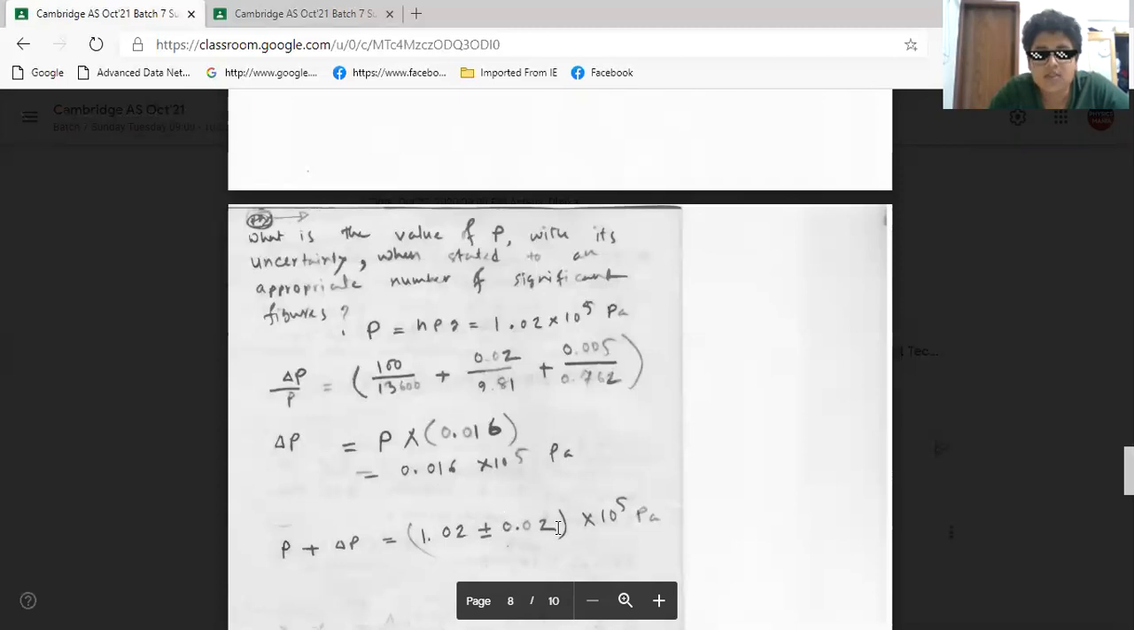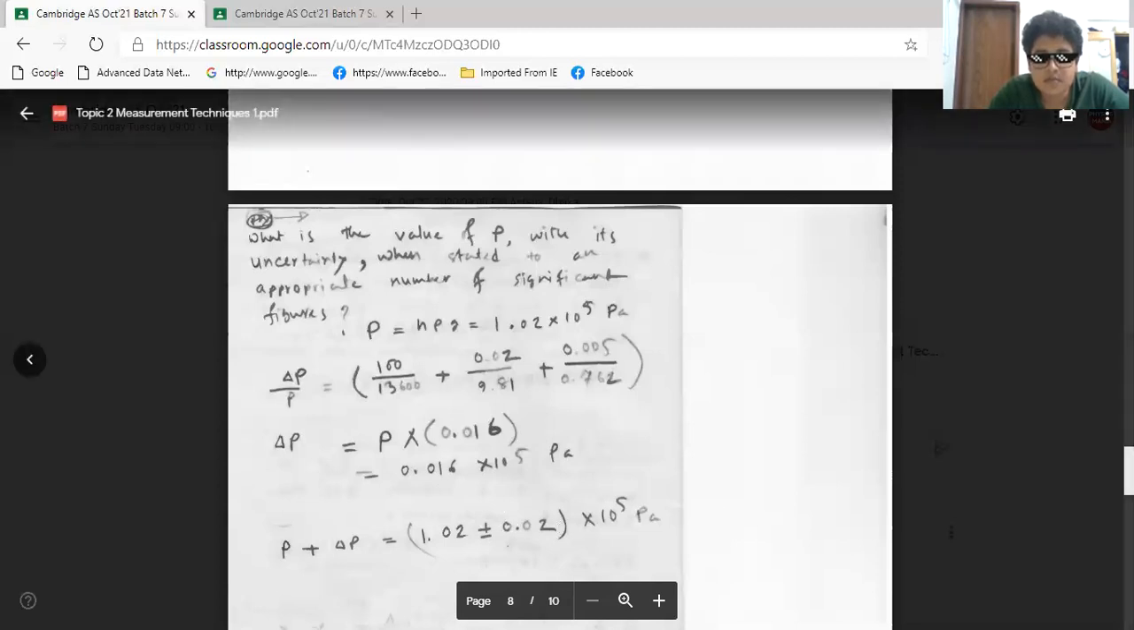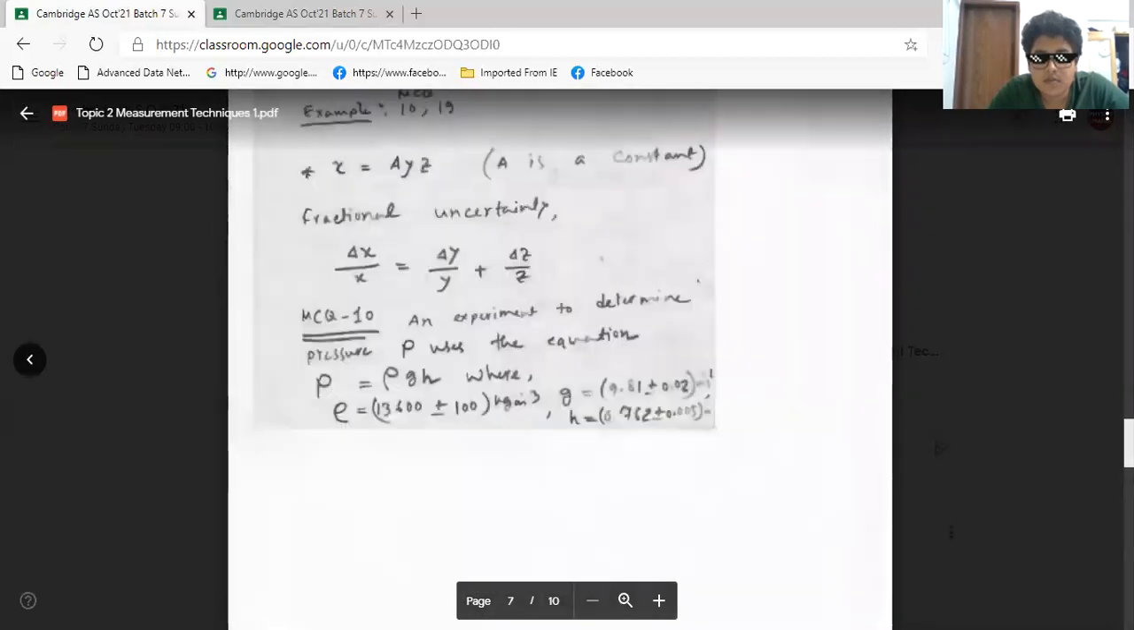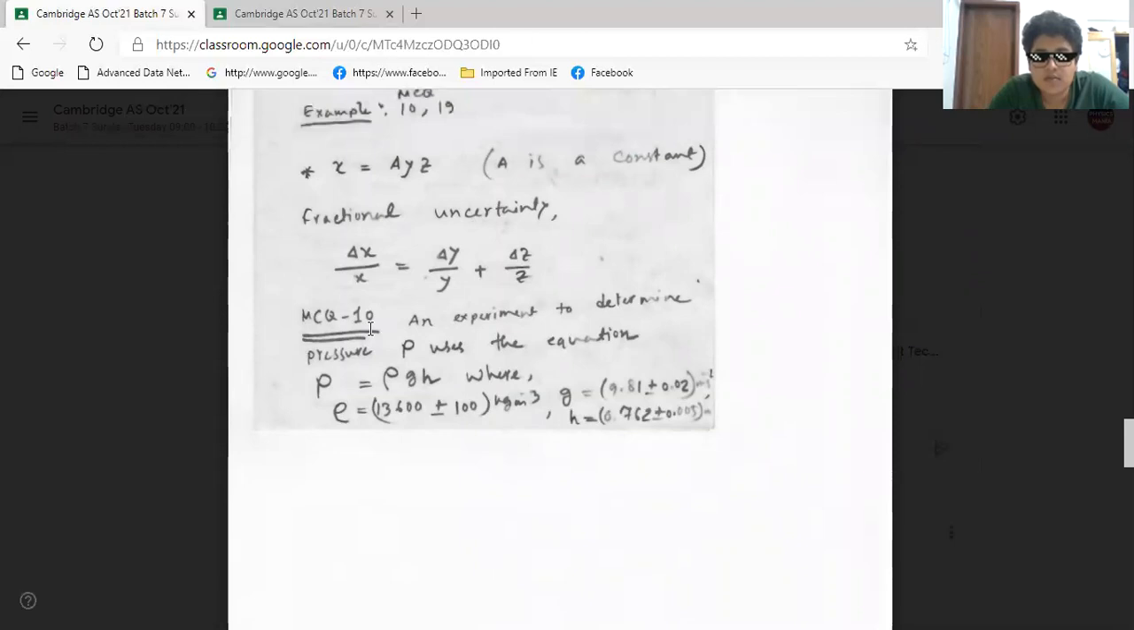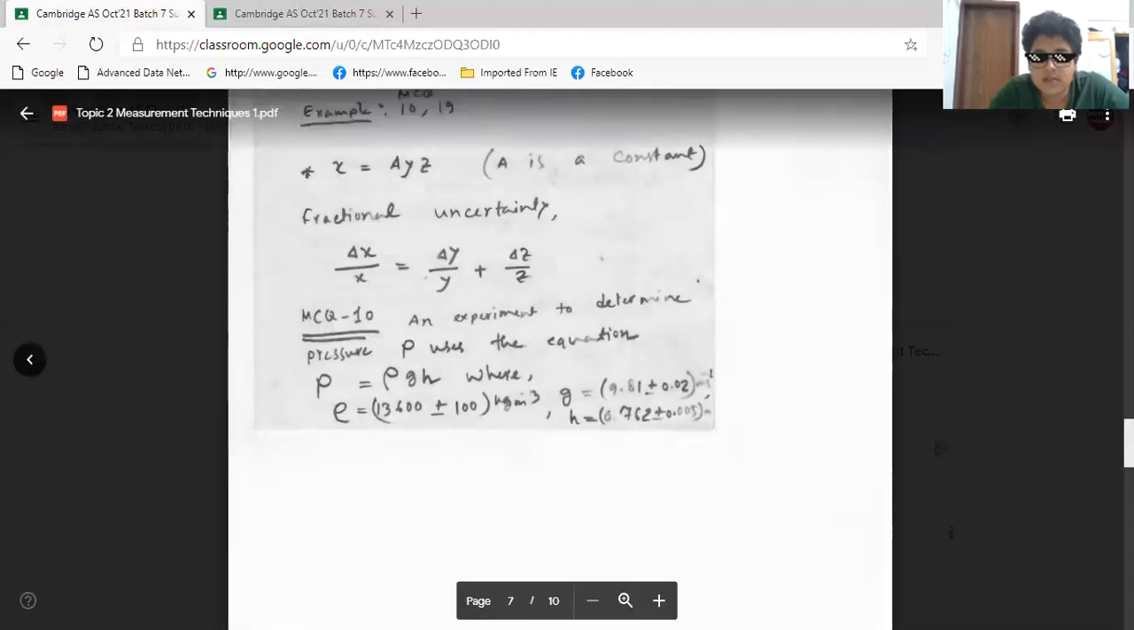And we got this question in MCQ 10. If you go to MCQ 10, then you will get this question. So our one question is done.